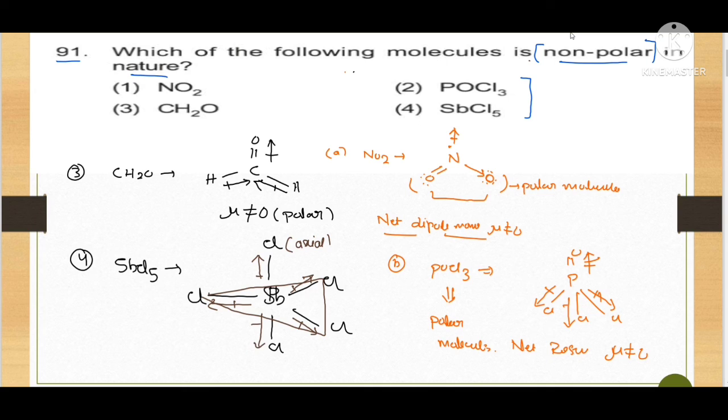Here, axial dipoles cancel and equatorial dipole moments cancel each other. That's why the resultant dipole moment here is mu equal to 0. Why? Because the axial and equatorial cancel each other. The resultant dipole moment is mu equal to 0. That's why this molecule is non-polar in nature. So 4 is our correct answer.